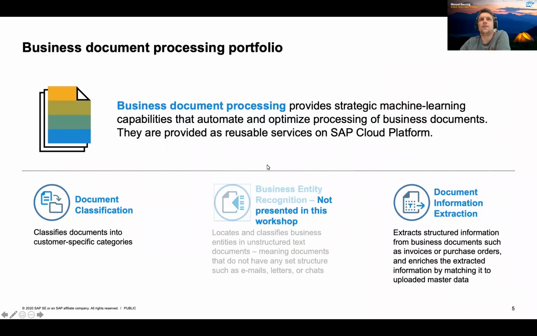Okay. Like I said, this business document processing portfolio is basically the 2 services I already described in a bit more detail, and a third service that's called business entity recognition. This is not going to be part of this webinar, but there was, I think, either also a webinar or a guided demo about this service as part of this webinar series that you are attending. So in case you didn't see that, it will be recorded and will be made available.